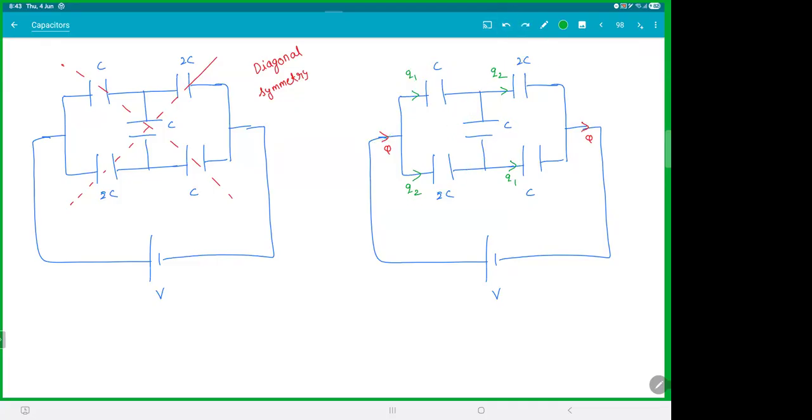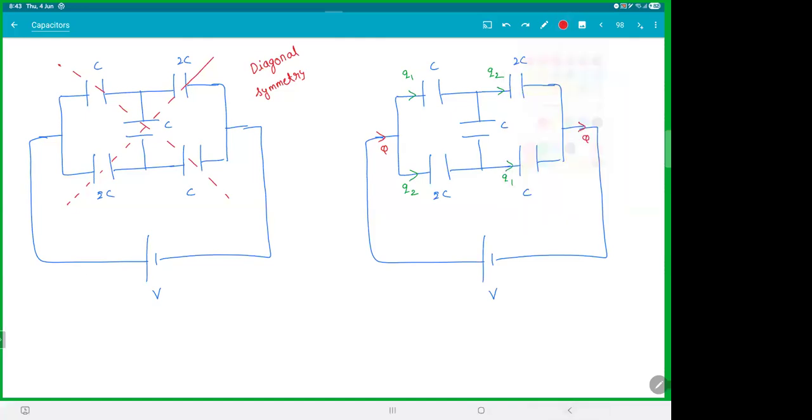Sure? Now, this is the thing. Because they have the same charge, see what happens. If this was 0, this was V, this was X, and this was Y, if you just look at this capacitor here, the Q1 capacitor, Q1 will be C into V minus X, but Q1 is also C into Y minus 0. That means Y is nothing but V minus X.